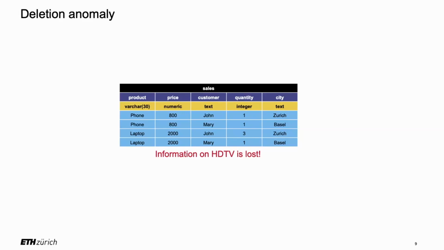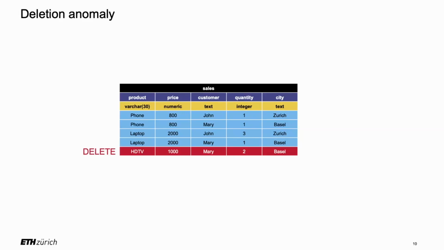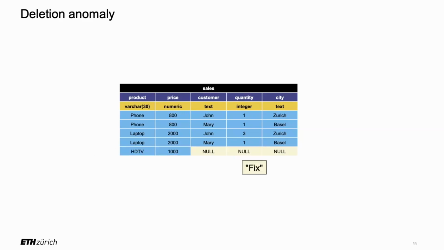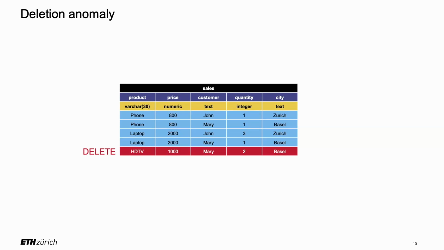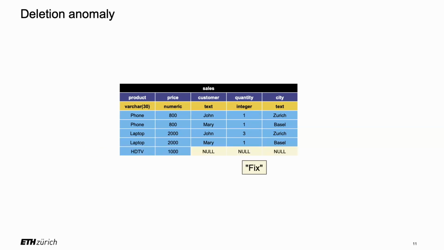So if you want to sell it to somebody else, you forgot the price. You don't have the price anymore, right? So it's gone. So what you could do to try to fix it is to just say, okay, if I want to delete the information that Mary ordered the TV, I can just put nulls in there, but I keep the TV with 1,000 francs. But then you start to see that things become messy now, right?